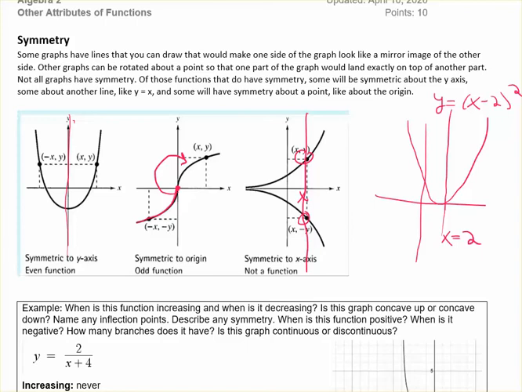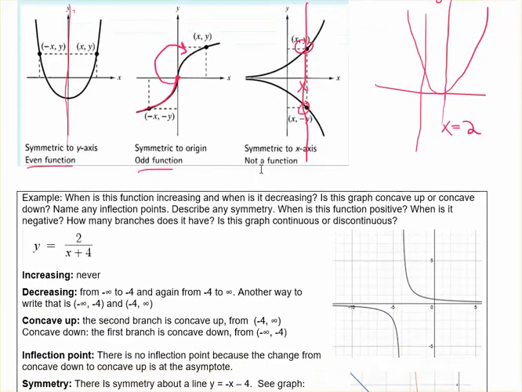For the ones symmetric about the y-axis, we call these even functions. We'll look more at this next week. And for those that are symmetric around the origin, we call that an odd function. But again, we'll look at that further. Today we're just going to look at whether or not there is symmetry.